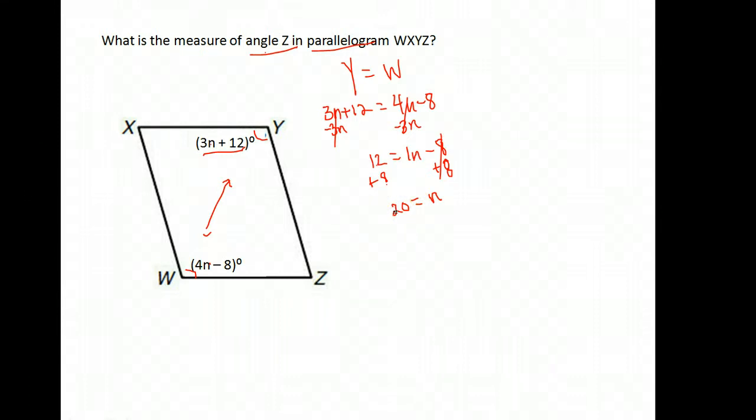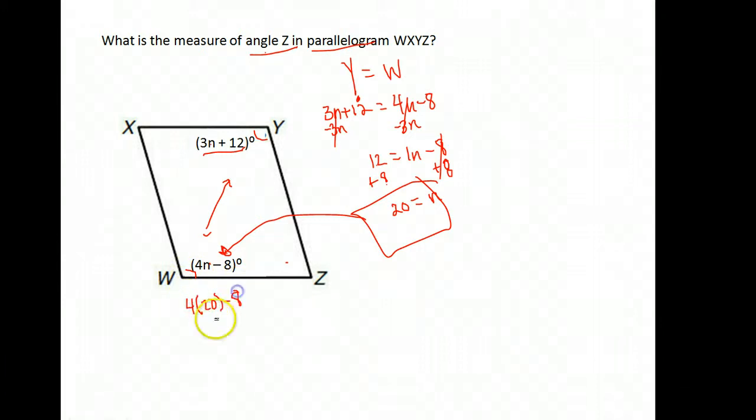That's not my final answer. Okay, why is that not my final answer? Because they asked for the measure of angle Z. Well, I don't even have markings for angle Z. But what I'm going to do is take my 20, put it back into here, and find angle W, and we'll go from there. Okay, so angle W is 4 times n, so 4 times the 20 minus 8. 4 times 20 is 80. Minus 8 is 72. So now I know my angle here is a 72-degree angle.